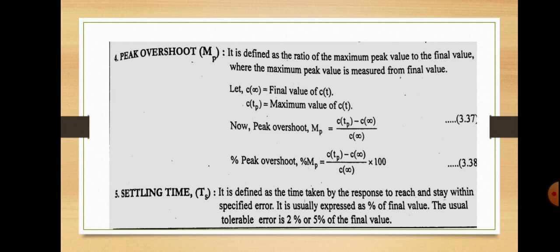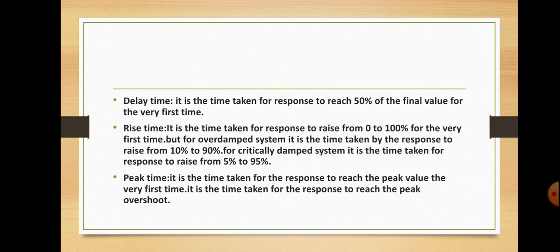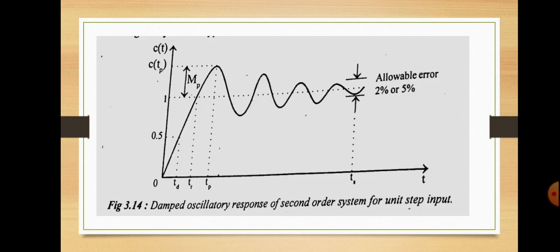of C of t. So peak overshoot Mp can be represented as C of Tp minus C of infinity divided by C of infinity. You know that we are giving a step as the input, which means its value is 1. Step input has a value 1, but the output corresponding to the step input does not have the same value as 1. You can see that here the output goes to a maximum value and it is beyond the value 1. So the final value of the output is not exactly the value corresponding to C of Tp, right?